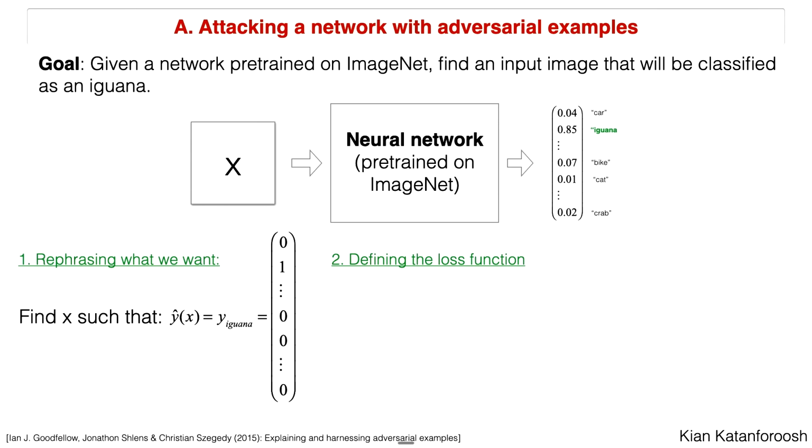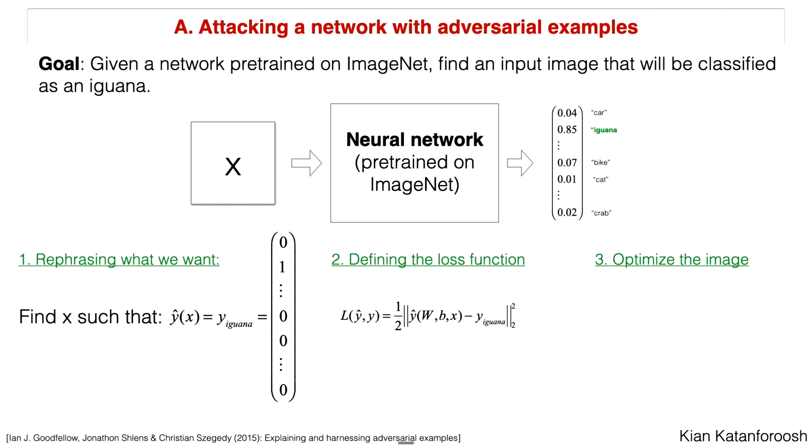Mean squared error between what and what? Yeah, Y hat and Y iguana. Good, I agree. You could put an L2 distance between Y hat, given the parameters, the weights and biases, and Y iguana. And if you minimize that, then you would get X to optimize, to lead to Y hat equals Y iguana, or as close as possible to it.